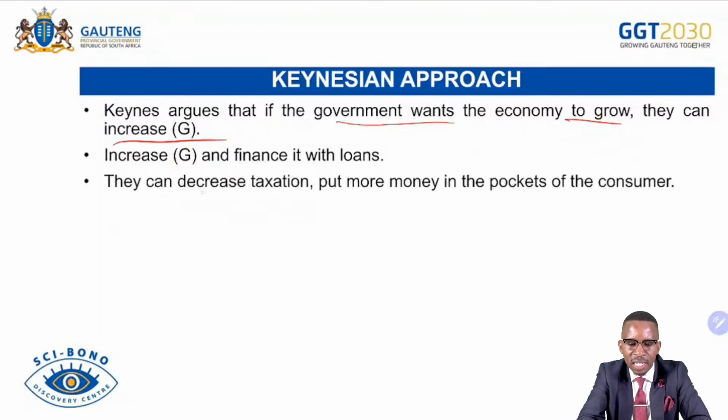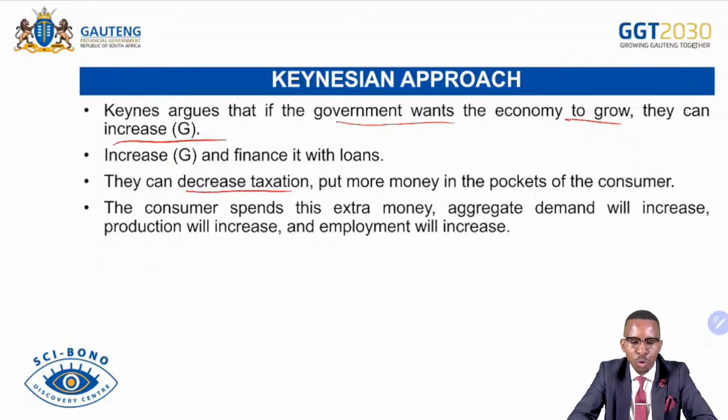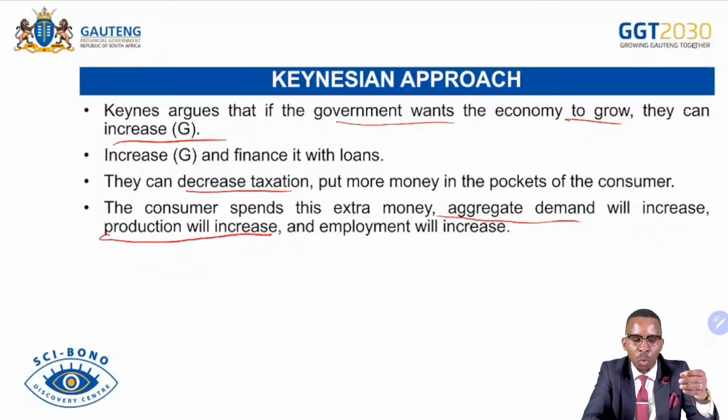They can decrease taxation, put money in the pockets of consumers. Whenever taxes have been reduced, there will be more money in consumers' pockets, allowing them to spend more on goods and services. As consumers spend this extra money, aggregate demand will increase, production will increase, employment will also increase. So if we have more income as consumers, we are tempted to spend, which increases aggregate demand, which will also increase production, because as consumers demand more, they encourage firms to produce even more goods and services, and that creates a demand for labor by businesses, because there is a high level of demand for goods and services.